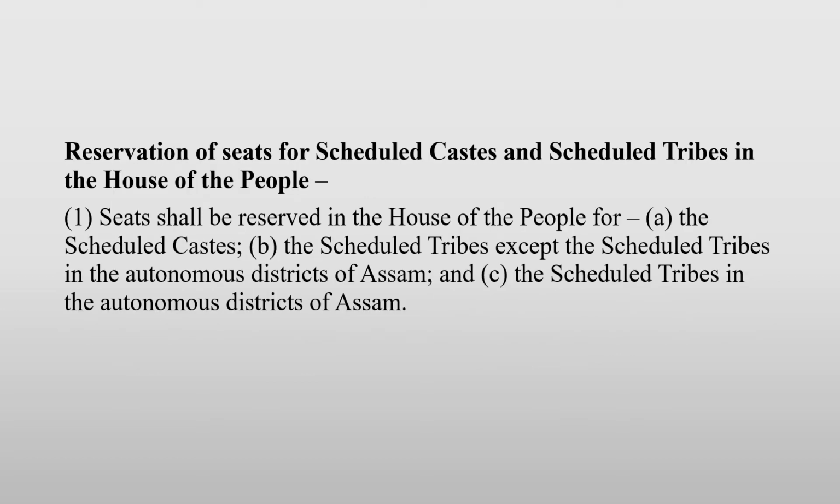Reservation of seats for scheduled castes and scheduled tribes in the House of the People. Seats shall be reserved in the House of the People for the scheduled castes, the scheduled tribes, except the scheduled tribes in the autonomous districts of Assam, and scheduled castes in the autonomous districts of Assam.